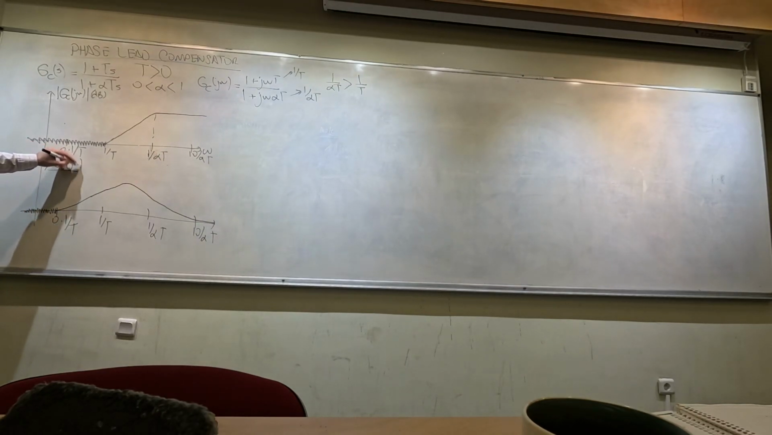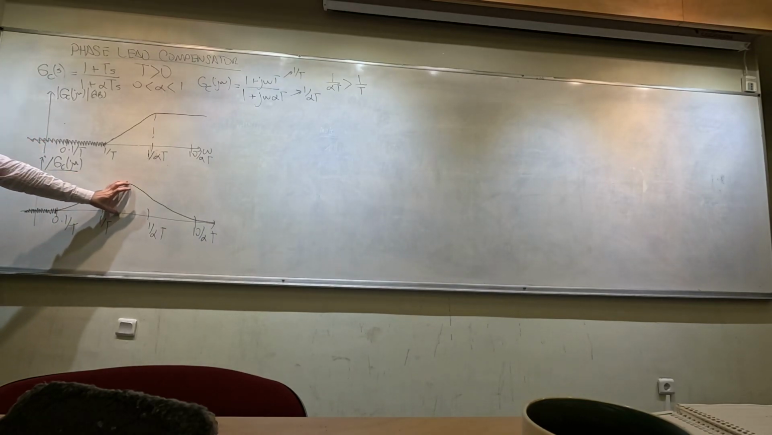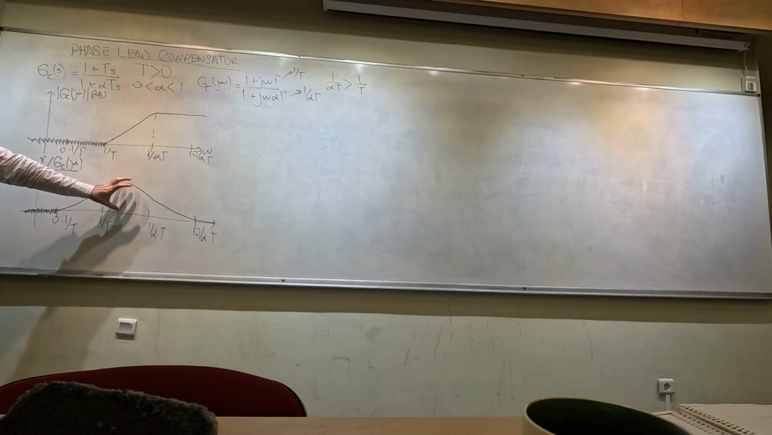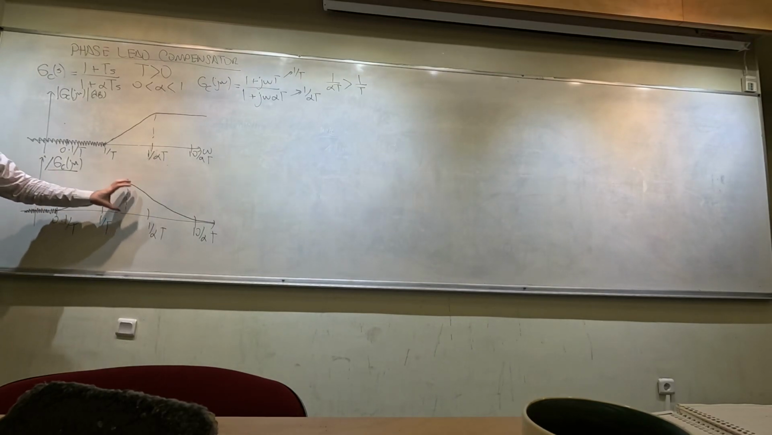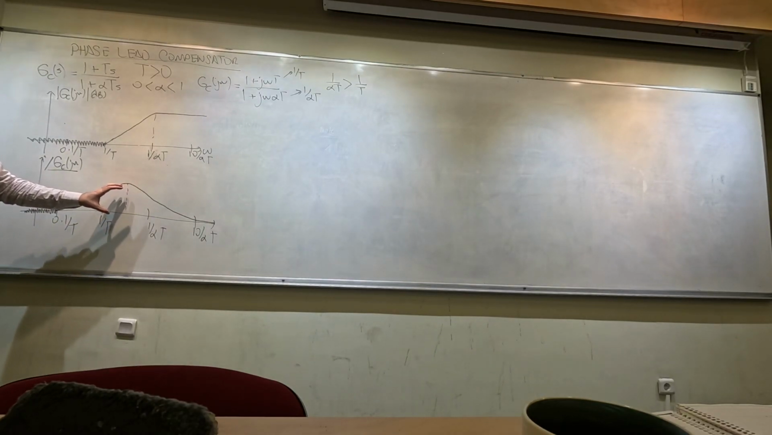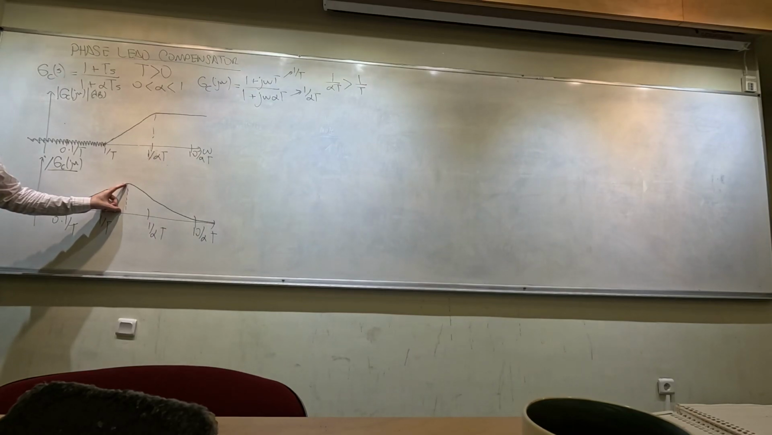I have GC of j omega here. This is going to be used to increase the phase margin of a control system. Okay? This positive phase is going to be used in our compensator design. So we are going to benefit from this compensator as much as possible. I need to increase the phase margin of a control system as much as possible by using this peak positive phase.